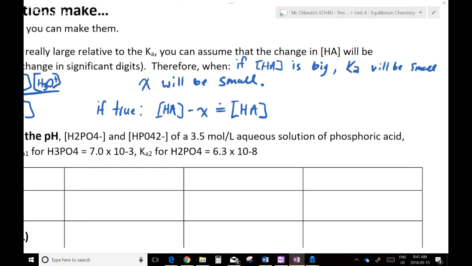Because you've got that bracket. So that ends up being the reason why you have to do the quadratic equation. Well, if that difference is big enough, this difference will end up being really small. And you can just say that concentration of HA won't appreciably change. And here's the test for it.